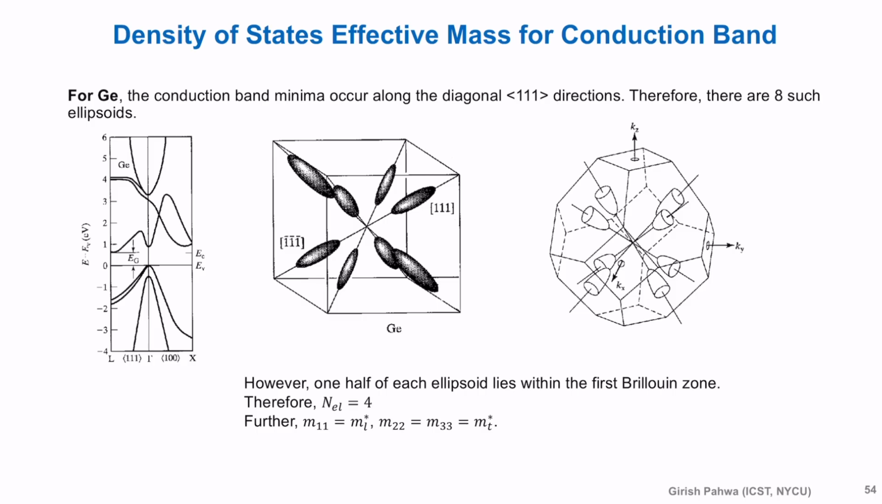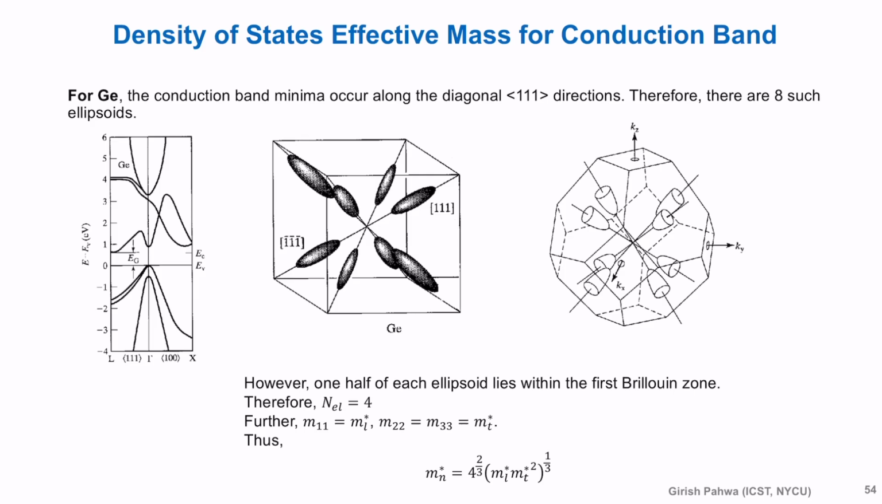Then you have M11 is ML star. Of course you have a longitudinal direction here and 2 transverse directions which are equivalent. That's why M22 equals M33 equals MT star, longitudinal, transverse, but NEL equals 4. So this is your density of state effective mass for germanium. You took the geometric mean, so that will make it ML star times MT star squared to the power 1 by 3, and then you have 4 to the power 2 by 3. Okay, so now we have covered everything about the electrons.